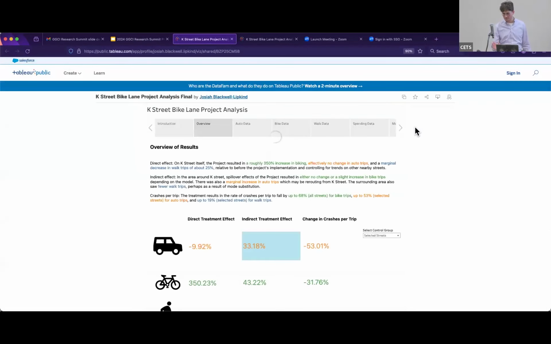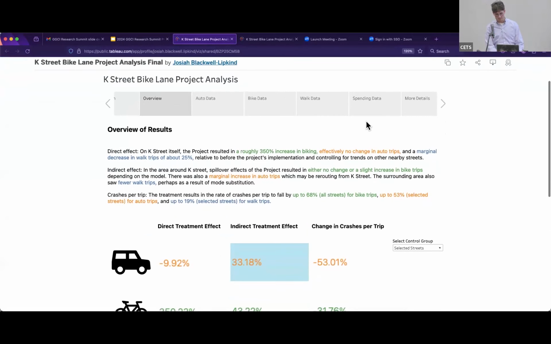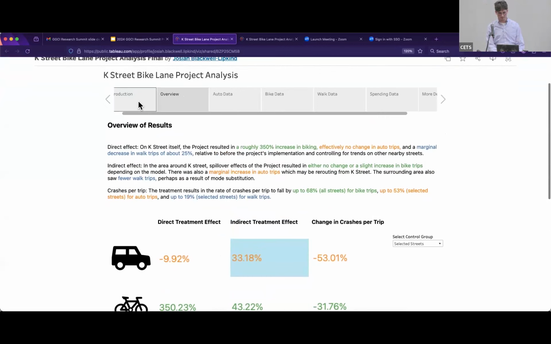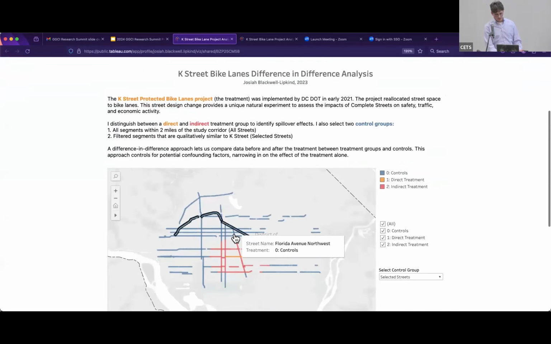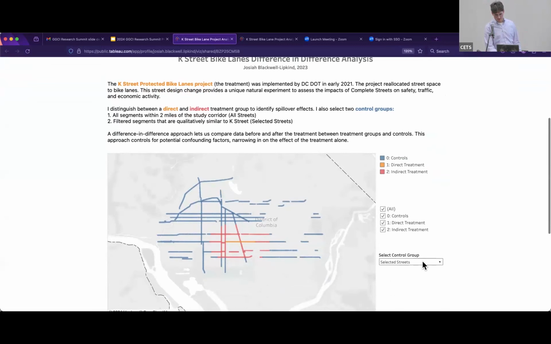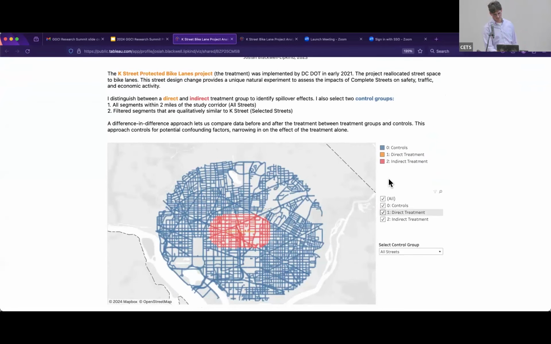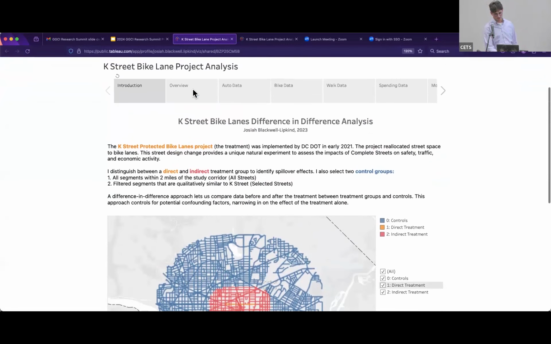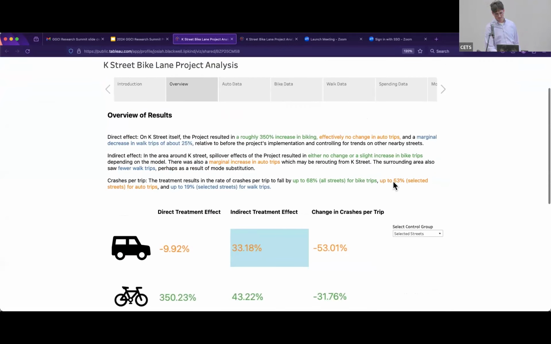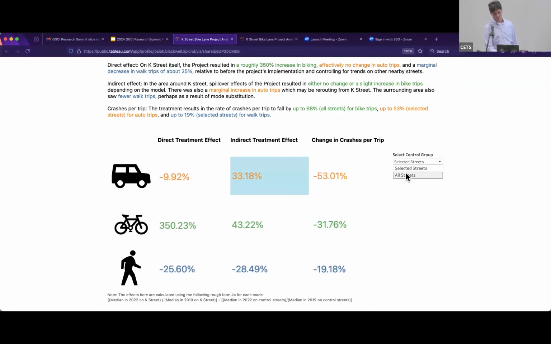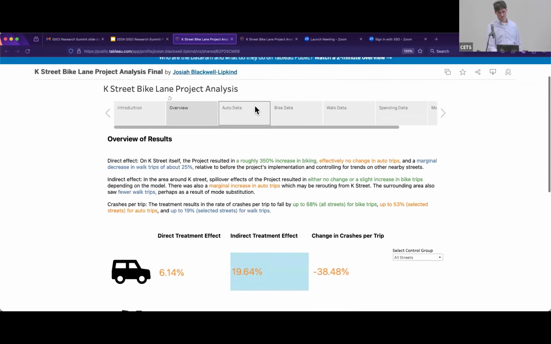But basically, sorry, the mic is annoying. If you're interested, you can go to this website. It's really tiny. But there's an introduction, and you can play with the data. You can see that these are the selected controls. You can see all the controls. You can turn things on and off. And then there's an overview slide, which shows you overall results with the two different control groups.